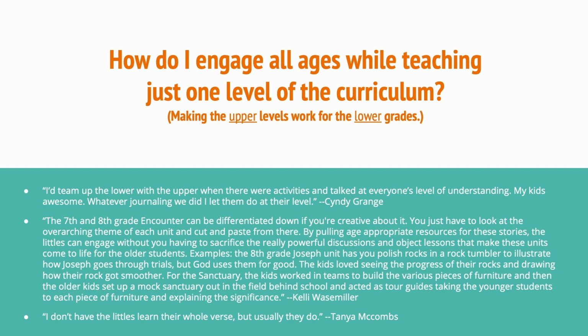Here's an example. The 8th grade Joseph unit has you polish rocks in a rock tumbler to illustrate how Joseph goes through trials, but God uses them for good. The kids loved seeing the progress of their rocks and drawing how the rock got smoother. For the sanctuary, the kids worked in teams to build the various pieces of furniture. The older kids set up a mock sanctuary out in the field behind the school, and they were tour guides, taking the younger students to each piece of furniture and explaining the significance.